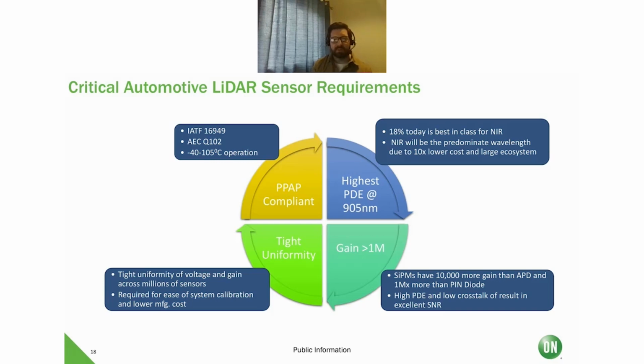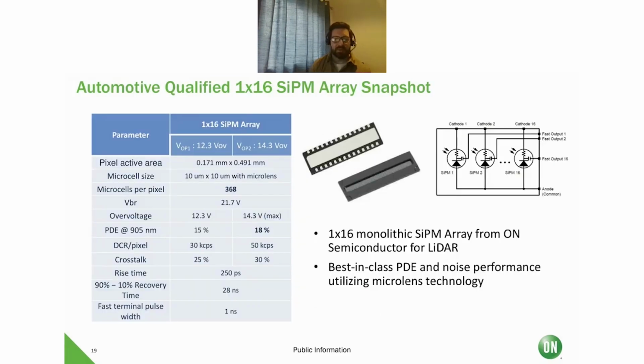On Semiconductor has brought the first automotive qualified SiPMs to market. These are manufactured to IATF 16949 and follow AEC-Q102 stress-based testing, and operate from -40 degrees up to 105 degrees. An example of an automotive qualified SiPM array is our 1x16 SiPM array. This is a monolithic SiPM array, which offers the best in class PDE and noise performance thanks to the utilization of microlens technology.